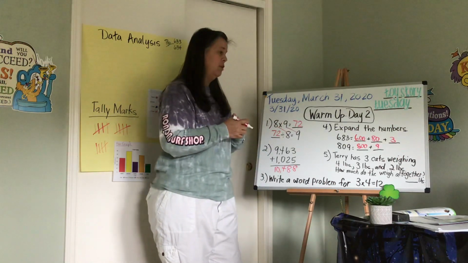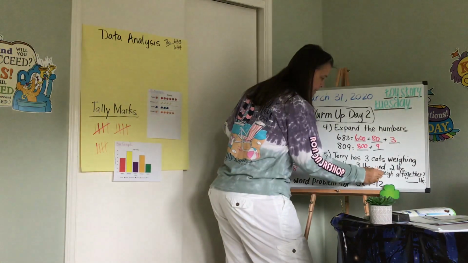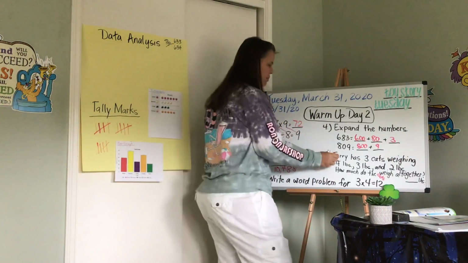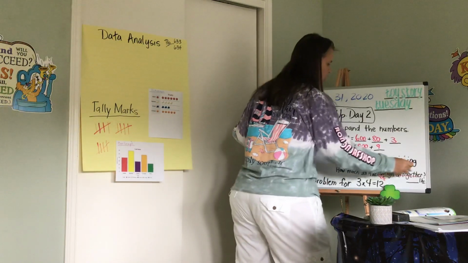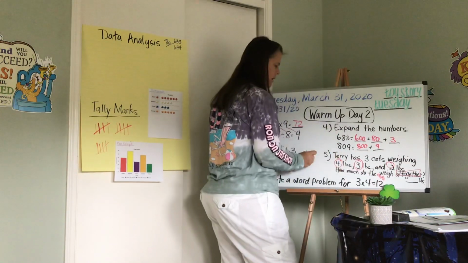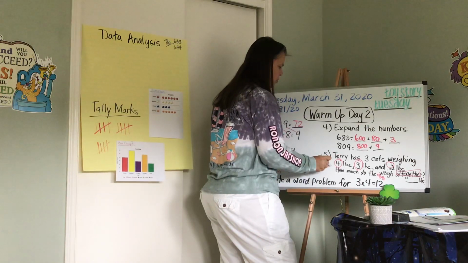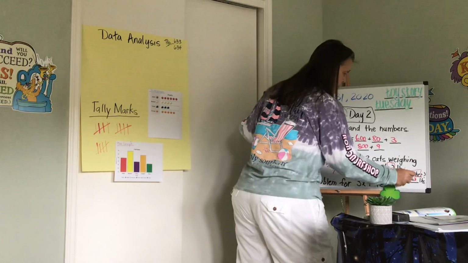Terry has 3 cats weighing 4 pounds, 3 pounds, and 2 pounds. How much do the cats weigh all together? We've got 3 pounds, 4 pounds, 2 pounds. Clue word: all together. 3 plus 4 plus 2 equals 9 pounds.